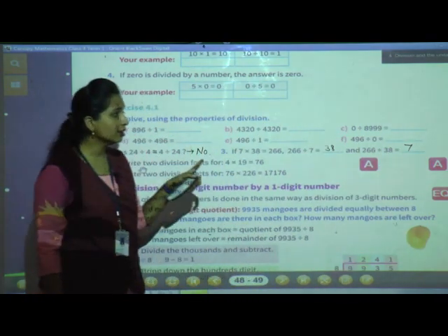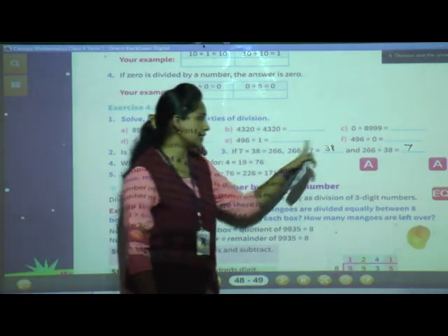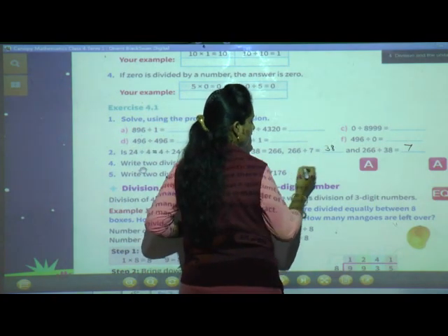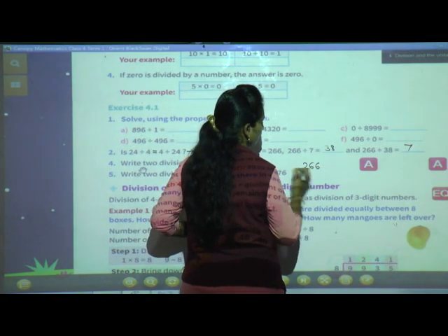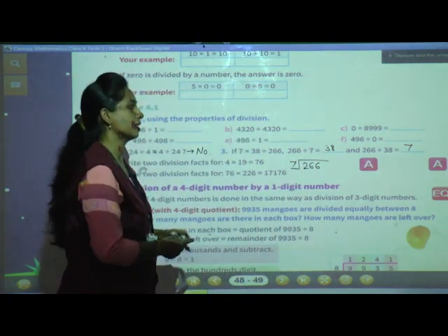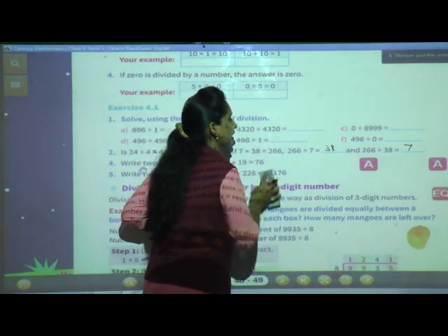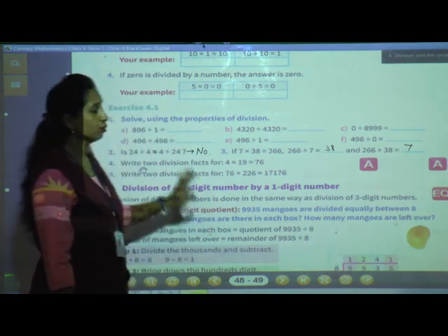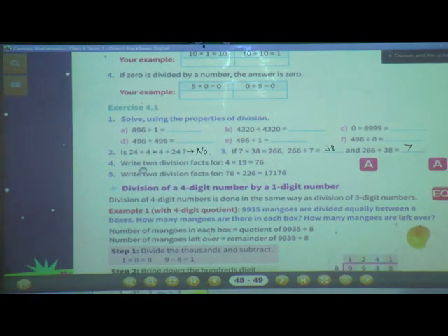See, with this property you can write easily. Otherwise, what would you have to do if the question is like that? You would go this way, isn't it? Yes, it will take much time. So why are the properties given? To solve the questions easily and quickly. Got it? Now the fourth question.